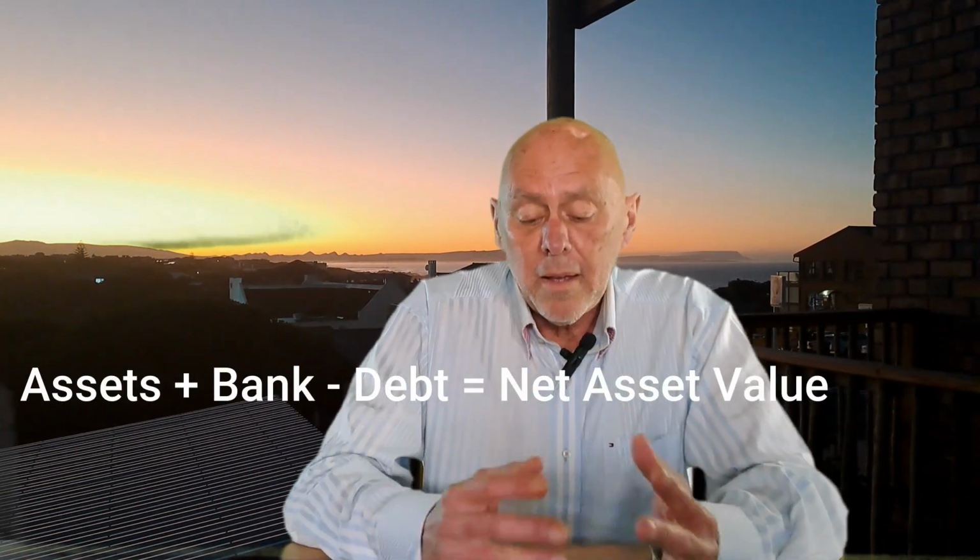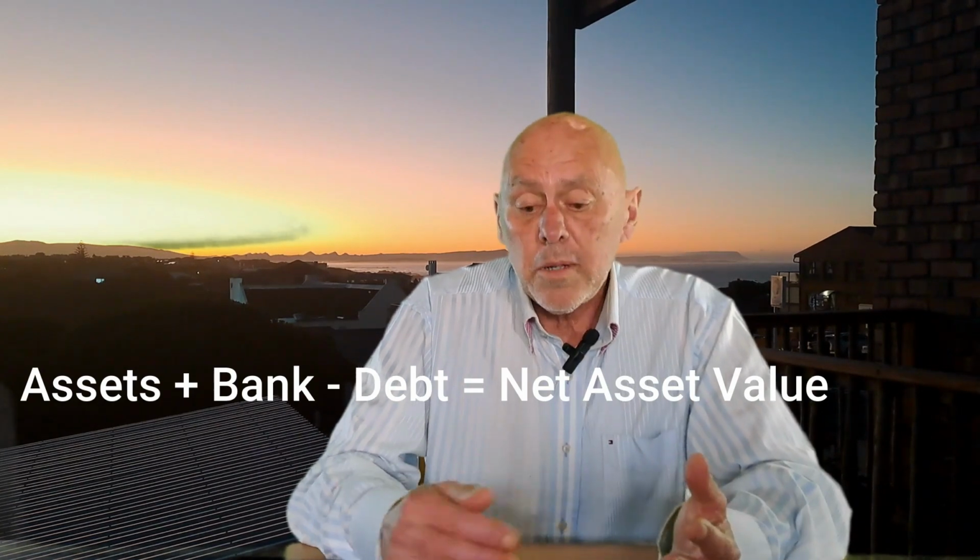And so on the screen, as you can see the formula, in very simple terms, it leaves his net asset value as being $120,000. And that's the amount of money that Bob has managed to accumulate up until this point in time, saving it, whatever he's done. But that is Bob's net asset value. It's not the total of all his assets. It's a total of all his assets plus his bank minus his debt.